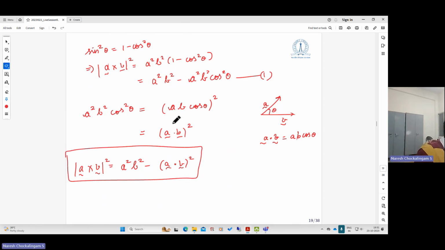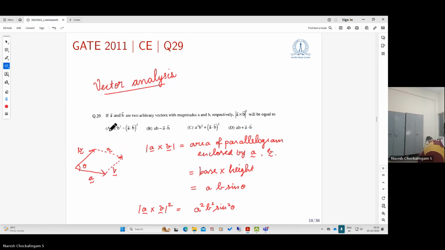And this is option A. A cross B the whole square is equal to A square B square minus A dot B the whole square. Let us go to the next question.